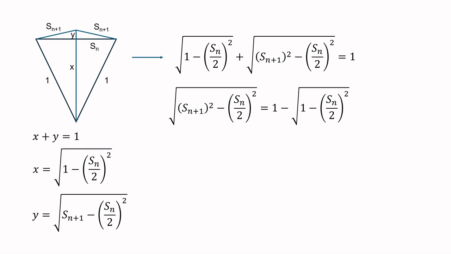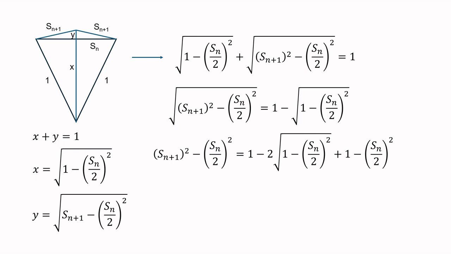We take the square of both sides. On the left hand side it's easy, the square cancels out the square root. On the right hand side it's more complicated.